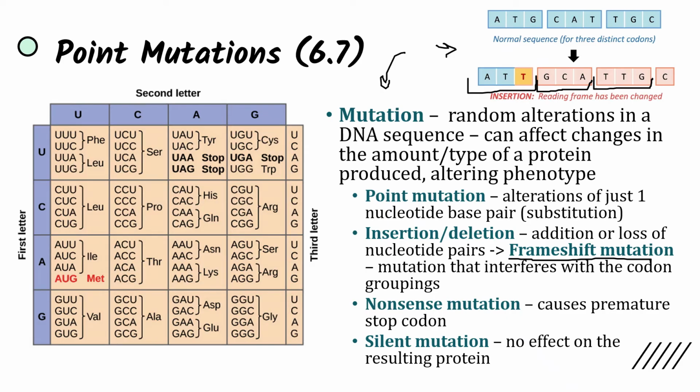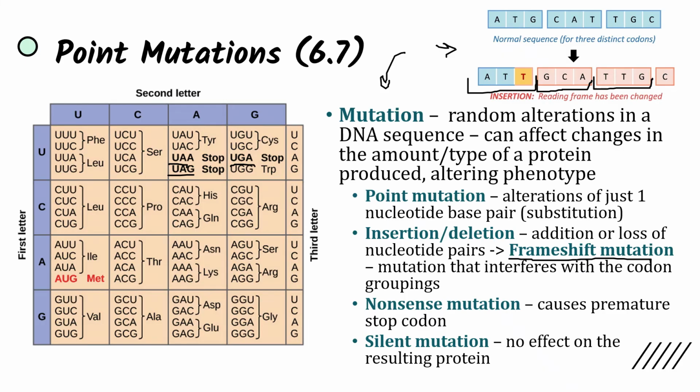Now, nonsense mutations cause premature stop codons. And we discussed that there are 3 different stop codons. You can see over here, it's UAA, UAG, and UGA. And this is done in case there's a mutation that changes a stop codon so that the stop codon remains, but a nonsense mutation can cause a premature stop codon, so stop before the polypeptide is complete.